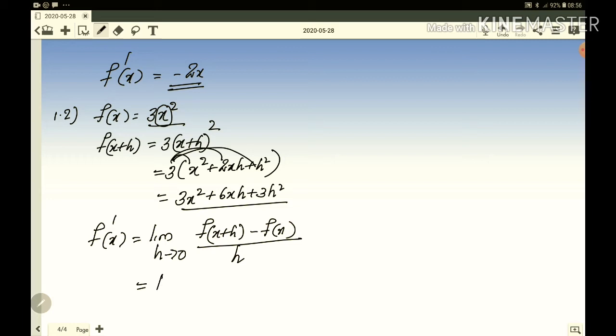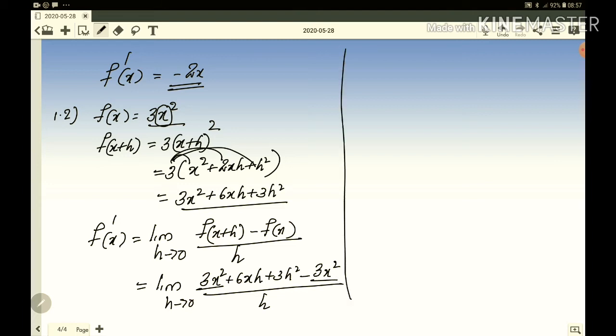So now I am substituting: limit h tends to 0, f of x plus h, 3x square plus 6xh plus 3h square, minus f of x. Since it is only one positive term, you don't need to use a bracket here: 3x square, divided by h. Now look at the numerator. We can see 3x square minus 3x square is gone, right? So you will get what?